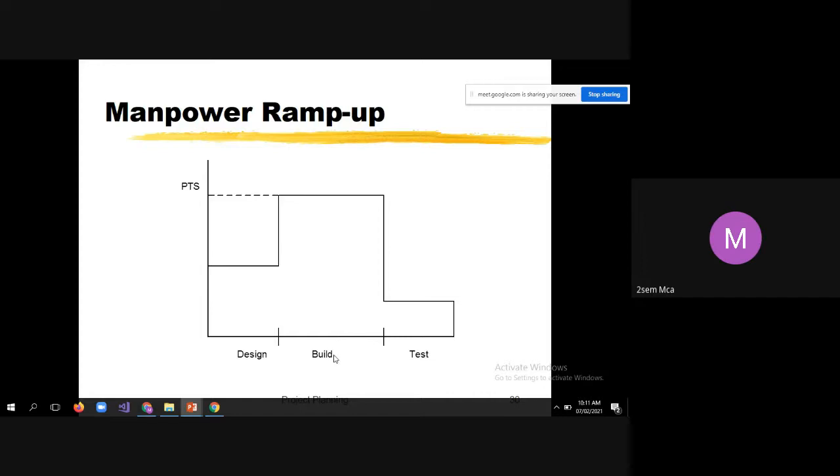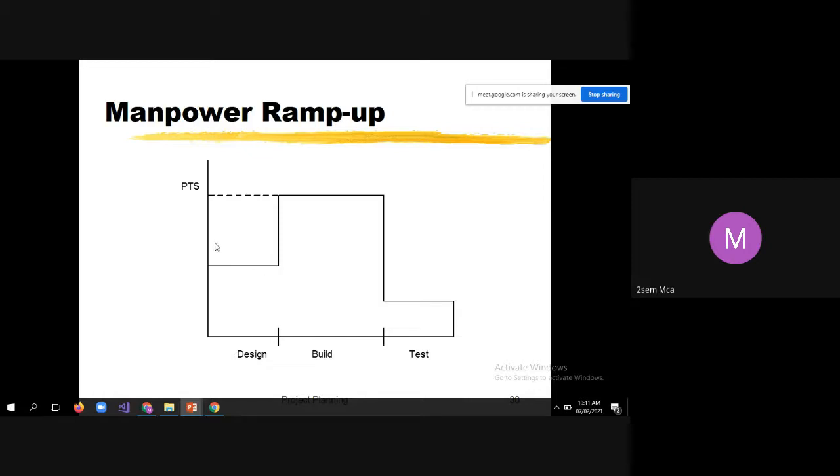Build is nothing but coding. The meaning of build is that, say for example, you have written the program, you have done the unit testing, and you have ensured that it is working fine. Then your program is called a build. The build is ready means you have written the code and unit tested it, and it is working fine. Then comes testing.